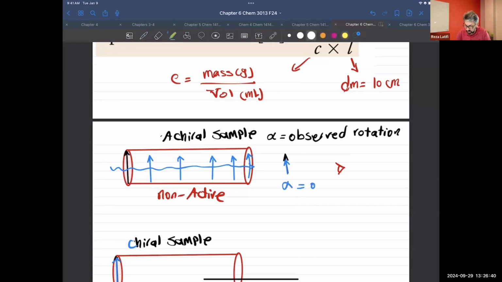Okay, what's the alpha? We call it the observed rotation. There is no rotation there, and because there is no rotation, we say it's non-active. What does it mean? Optically, it's not active. It's not rotating the light to the right or left. Only enantiomers, or chiral compounds, can turn the light to the right or left. Let's put it this way: chiral compounds will rotate it to the left or right. It's not changing it, so I'm going to say non-chiral.